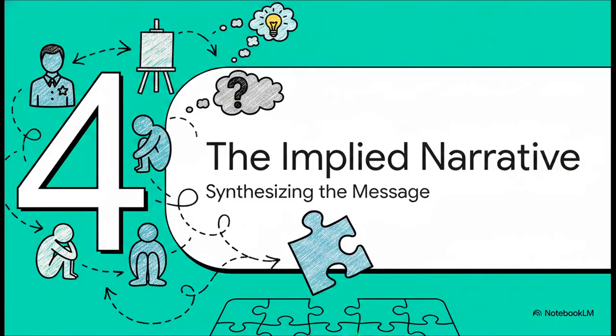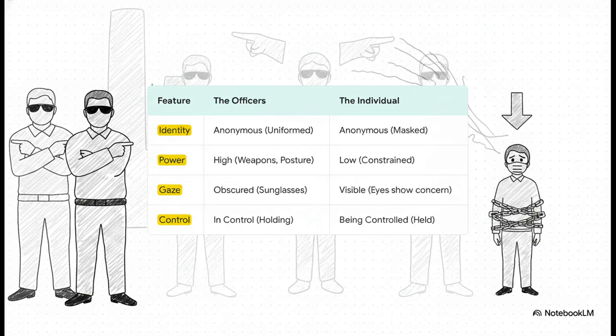Okay, so we've got the authority figures, we've got the vulnerable individual, and we've got the composition. What happens when we put all of these pieces together? What's the story that's actually being told here? I mean, when you put them side by side like this, the contrast is just undeniable. It's so clear. The officers, anonymous symbols of high power. Their gaze is hidden, and they are completely in control. The individual, also anonymous, but they have low power, a visible expression of concern, and they are completely controlled. It's just a perfect visual summary of a really unbalanced power dynamic.